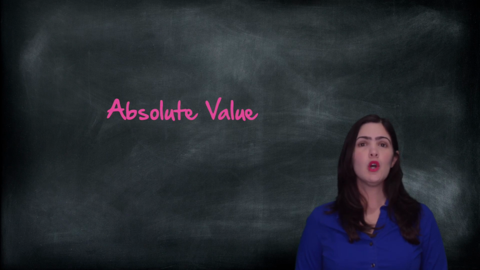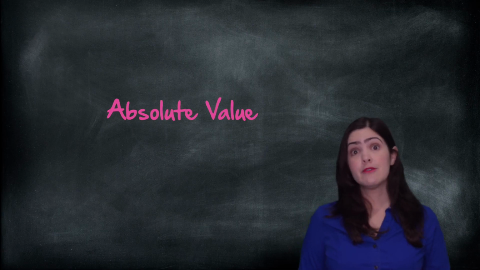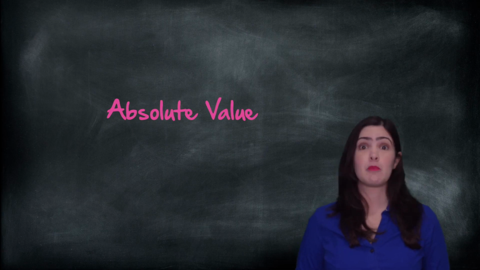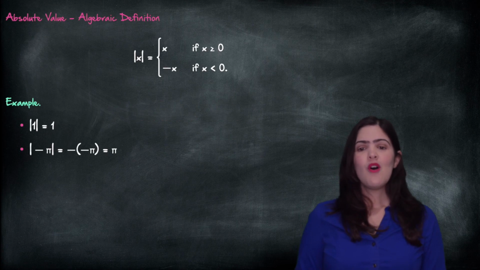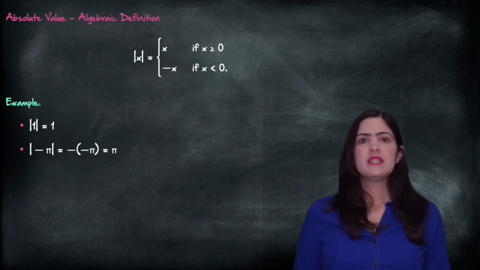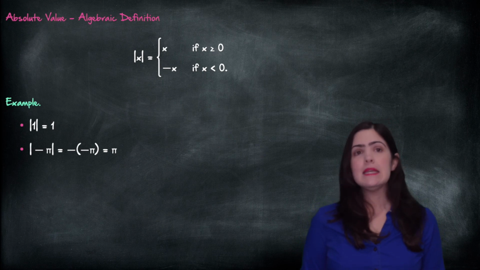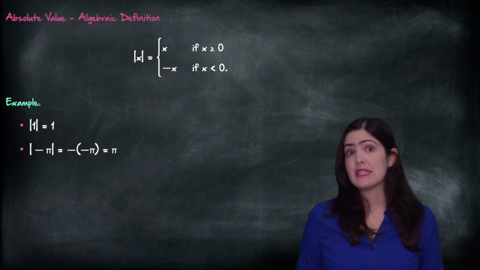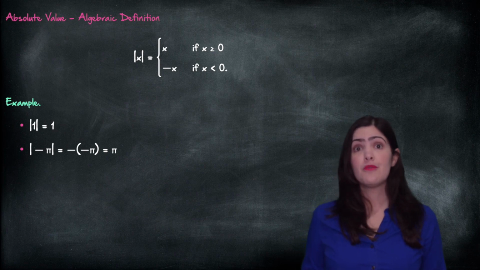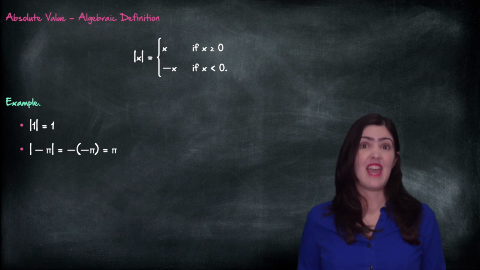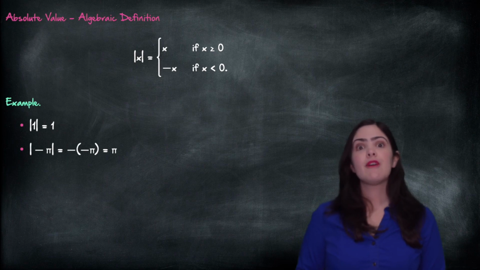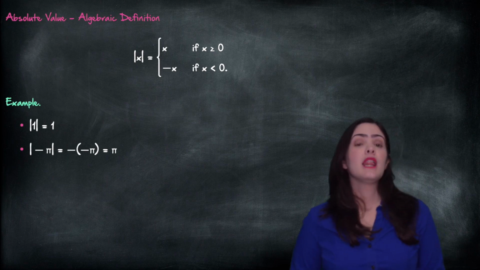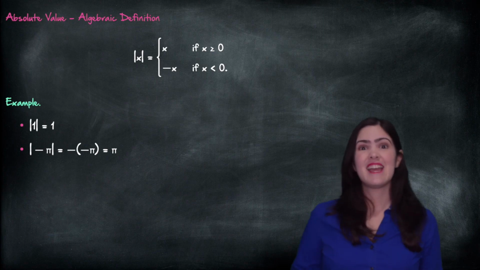In this video, we're going to start our study of absolute values. We're going to see the algebraic definition as well as its geometric interpretation. So the absolute value, what it does is, well, if x is non-negative, if x is greater than or equal to 0, then the absolute value of x is just x. And if x is negative, then the absolute value of x is negative x.